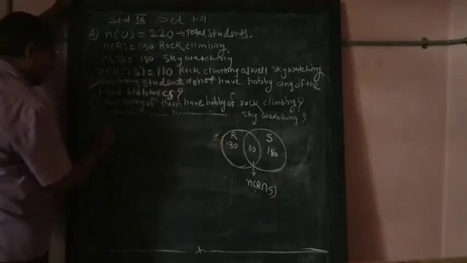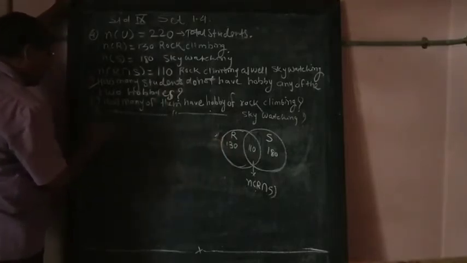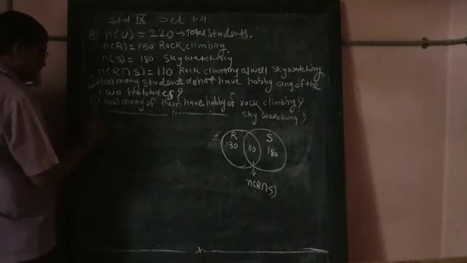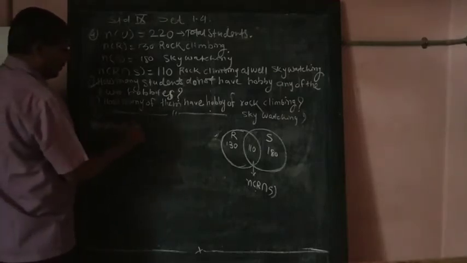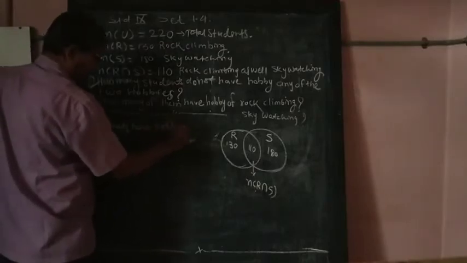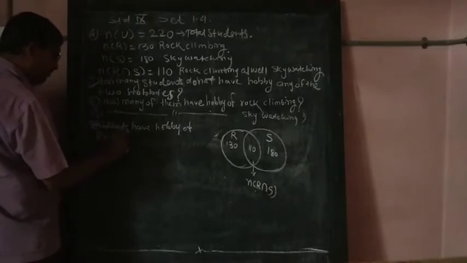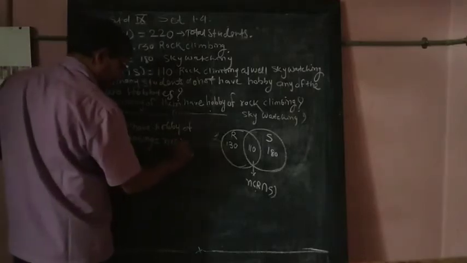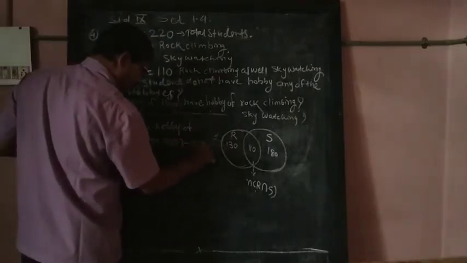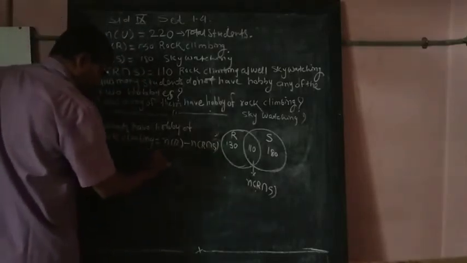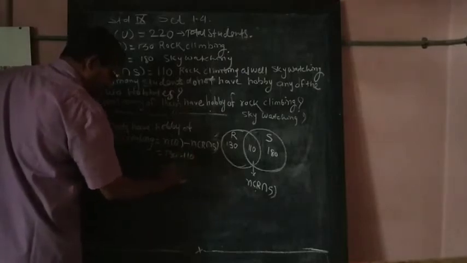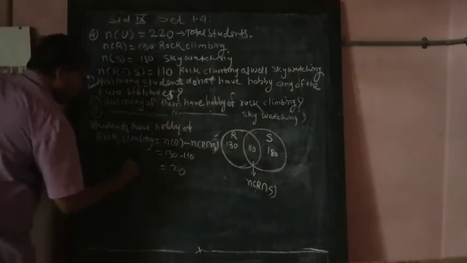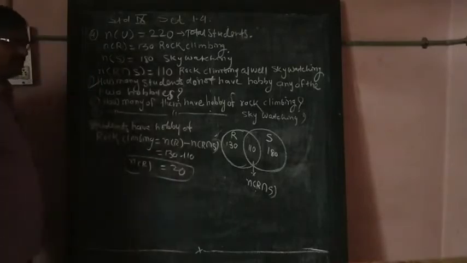Look here, the number of students having the hobby of rock climbing is equal to number of R minus number of R intersection S. So 130 minus 120 means 20 students have interest in rock climbing. 20 students have interest in rock climbing.